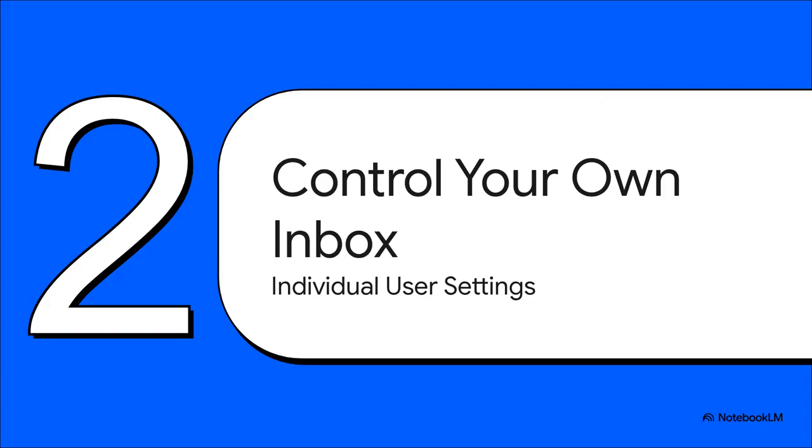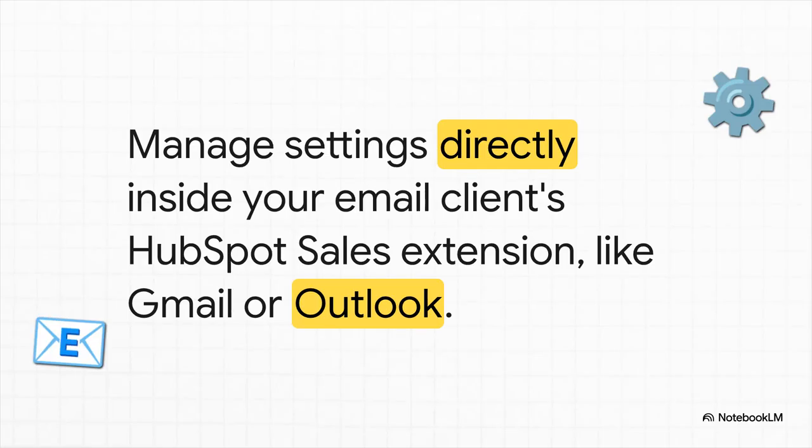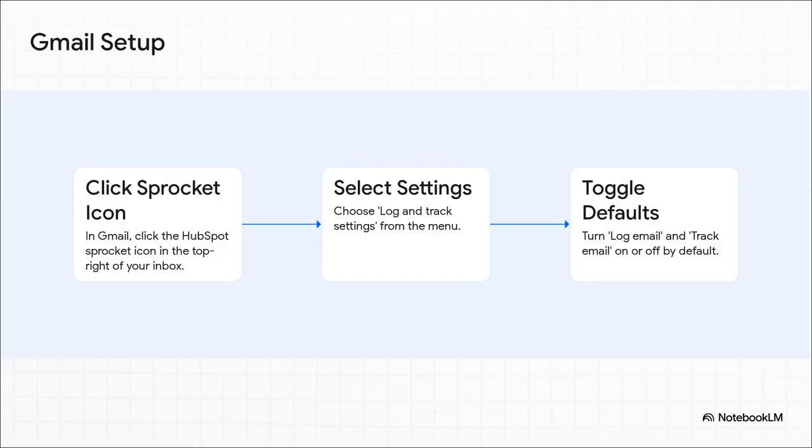Okay, with that foundation solid, let's get practical. How do you actually control all this stuff? We're going to start with the settings you can manage all by yourself as an individual user, so you can tailor your own workflow perfectly. And you know what the best part is? You don't have to go digging around in the main HubSpot portal for this stuff. These controls live right where you do all your work, inside your Gmail or Outlook, all thanks to that handy HubSpot sales extension. Setting this up is ridiculously easy.